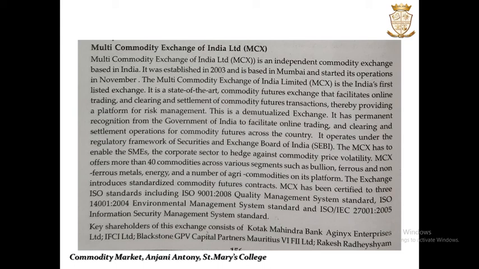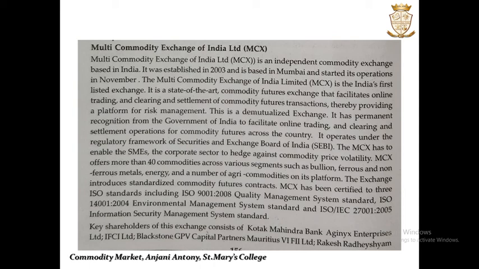So its index is MCX India, which conforms to the global best practices set by the International Organization of Securities Commissions. So they are performing at a high level of integrity, and there are so many other indices related to it because it deals with metals, gold, copper, crude oil, etc. For every category of items there are different types of indices. And also it has a permanent recognition from the Indian government, and it facilitates online trading, clearing and settlement operations for commodity futures across the country.